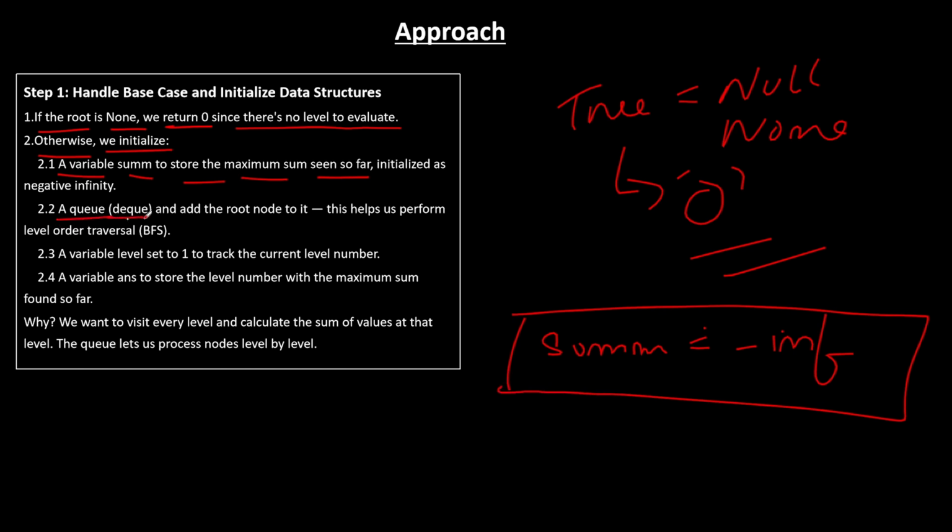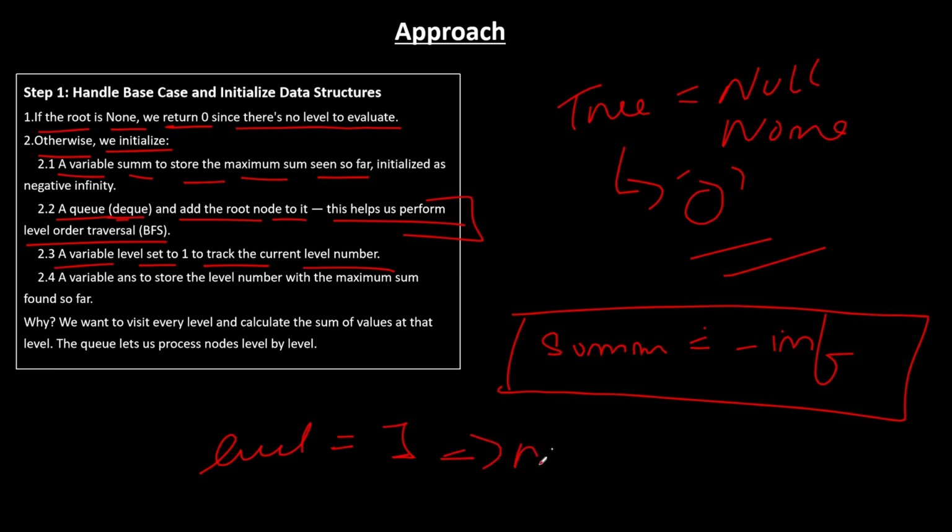A queue, which is basically a deque, and add the root node to it. This helps us perform level order traversal. This is the concept of level order traversal. A variable level set to 1 to track the current level number. We will store a level variable set to 1, because the root node level is considered to be 1, not 0. A variable to store the level number with the maximum sum found so far, and also a variable answer, which will store the final output of the level. Whenever we get a sum greater than the current maximum, we will update the level in our answer and the sum also.